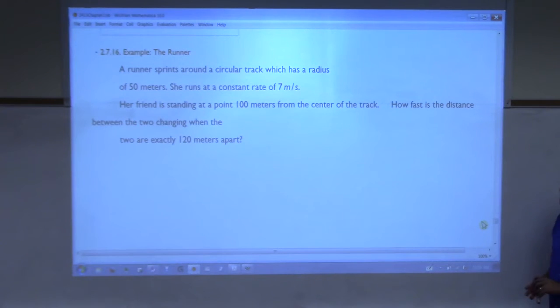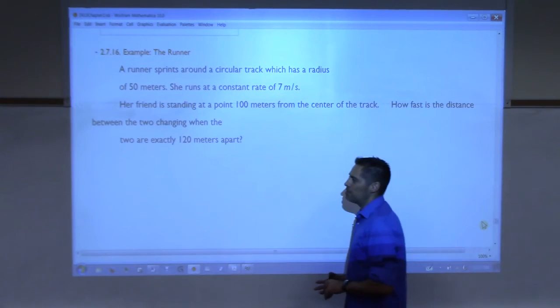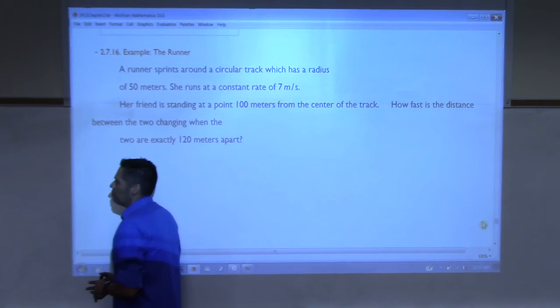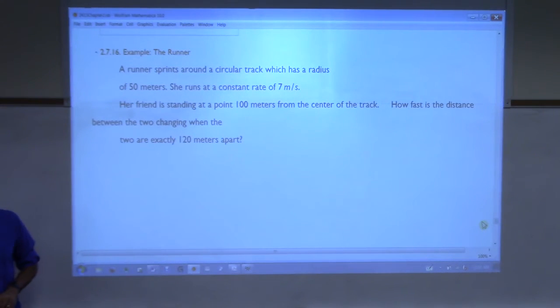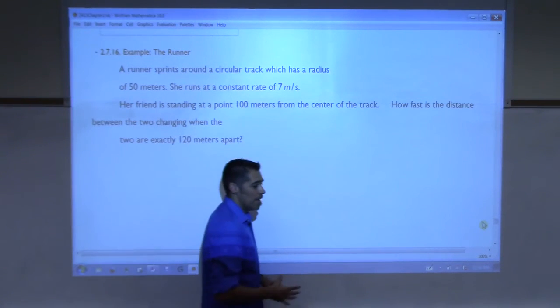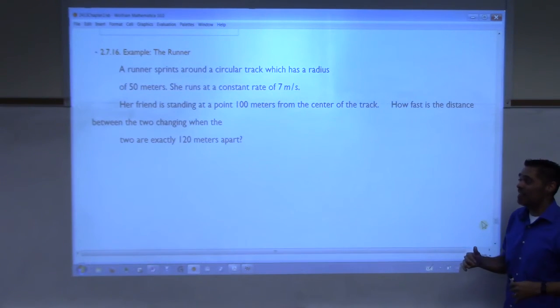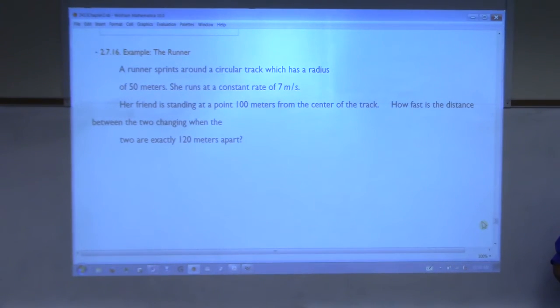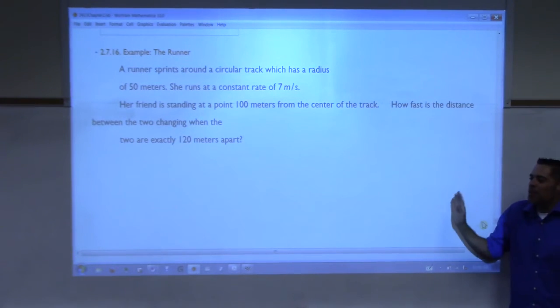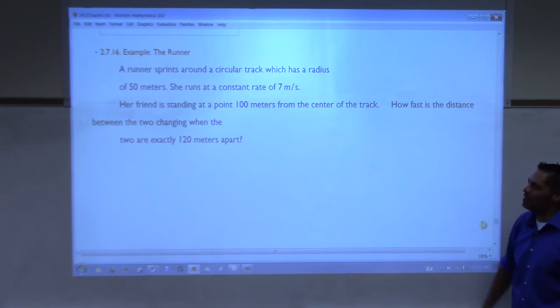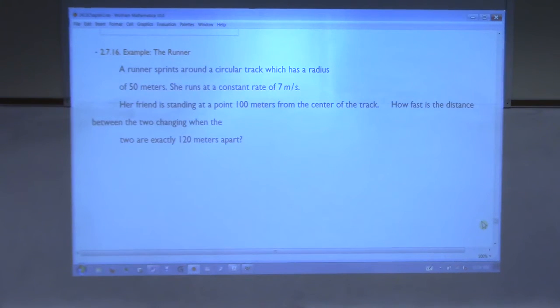That's pretty fast because the world record for the 100 meters is under 10 seconds, which means it would be about 10 meters per second for a sprint by the fastest man in the world. So I'm not saying that because she's a woman. Trust me, I'm not saying that. I am saying 7 meters a second would be fast for Usain Bolt to run consistently around a 50-meter radius track. So my numbers are a little big. Who cares? This is theoretical. This is Superwoman, okay? So she's running around this track, 50-meter radius.